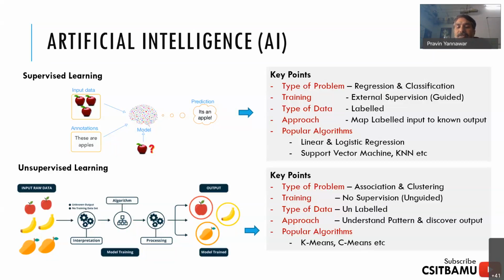Now, in that case, you can go for popular algorithms like k-means, c-means, random forest, and so forth. There are many algorithms that are available. Just to represent that, I have quoted here. So this particular slide will give you a clear idea about two important points: when to use supervised learning, and when to use unsupervised learning.